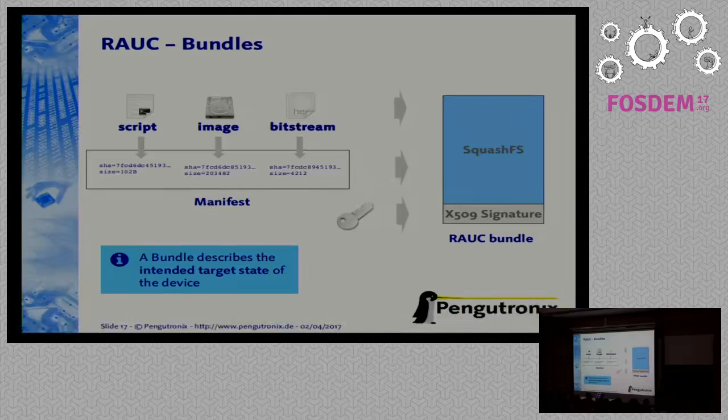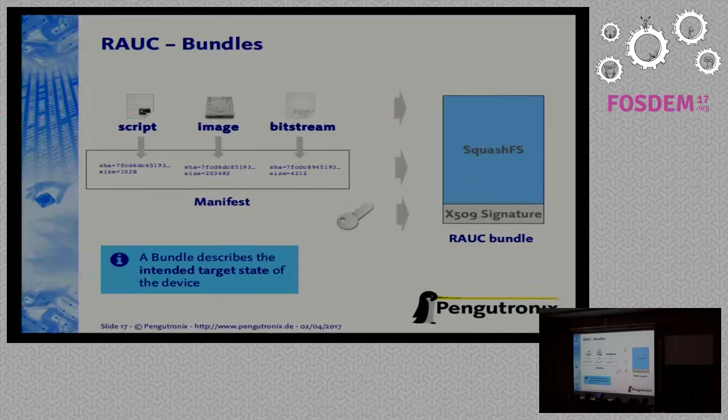And these are signed with X509 signatures you know well from SSL. The idea of a bundle is that the bundle describes the entire intended state the system should have after the update, and then the Rauk service takes care of how to achieve this.